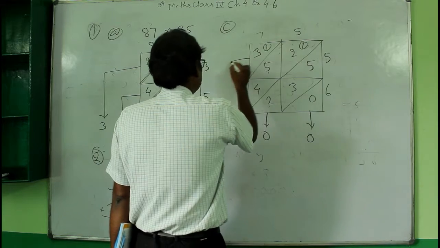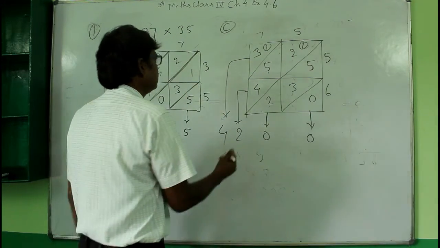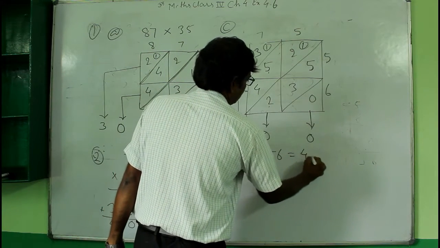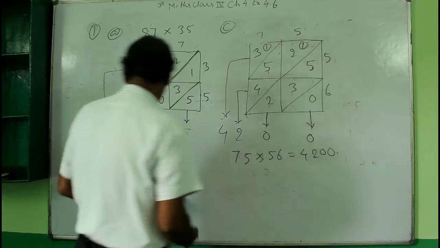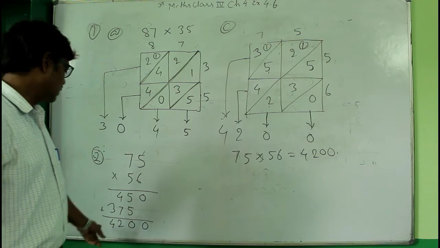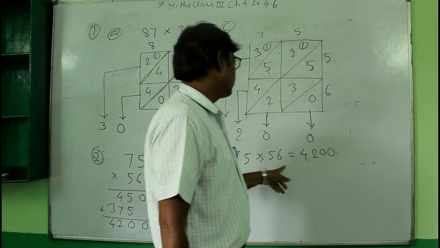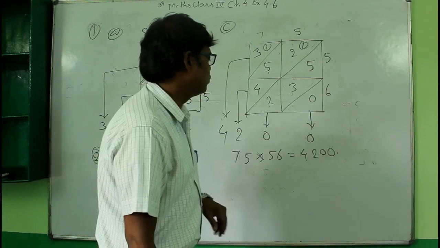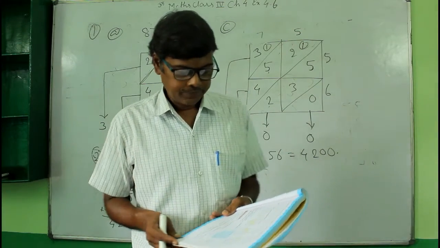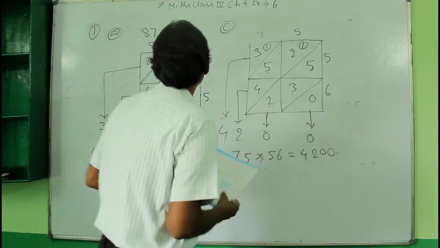Now 3 plus 1 will be 4. So the answer is again 75 into 56 equal to 4200. When you multiply by the general method, the answer is 4200, and by the lattice method also we have got the same answer, 4200. So both answers are correct and both are equal. Now question number B also I will solve.